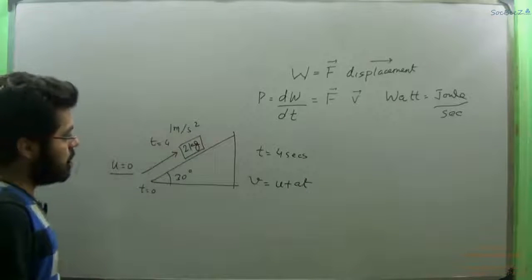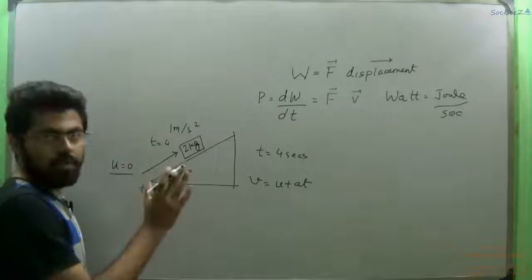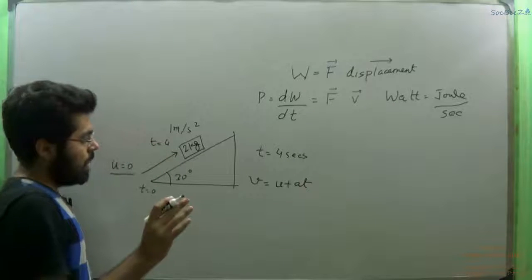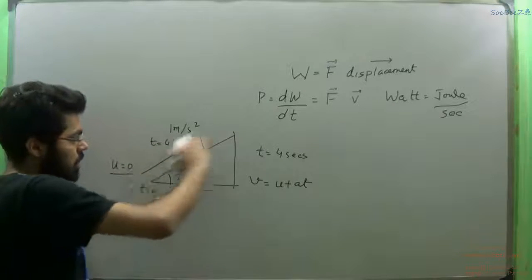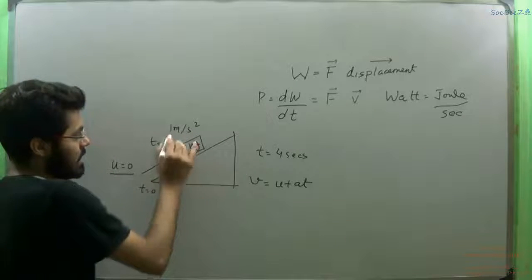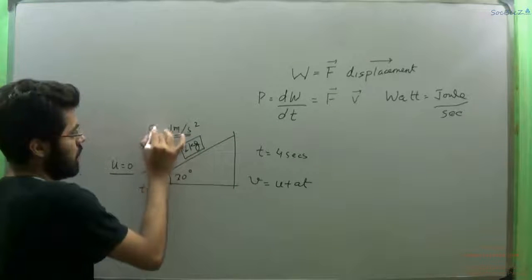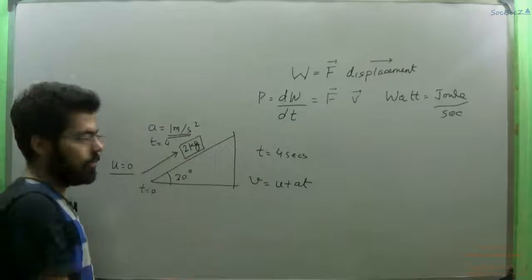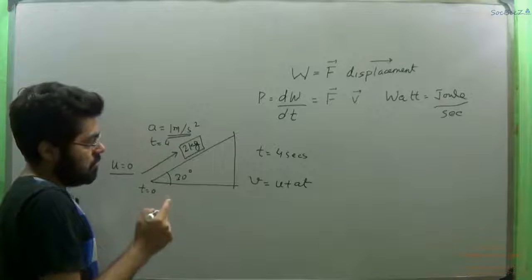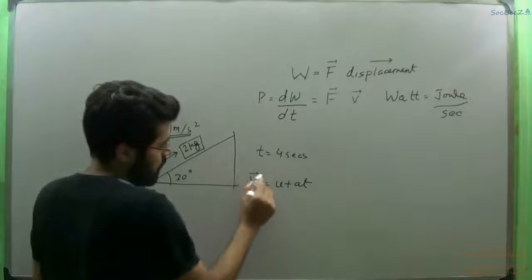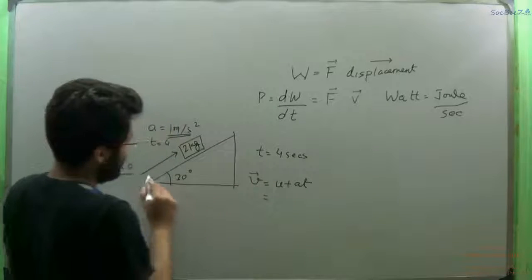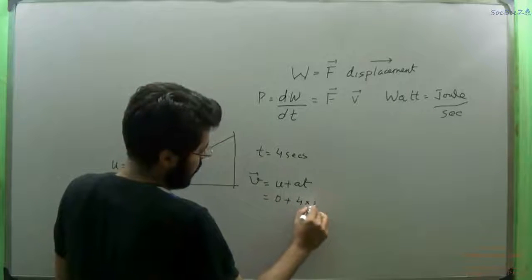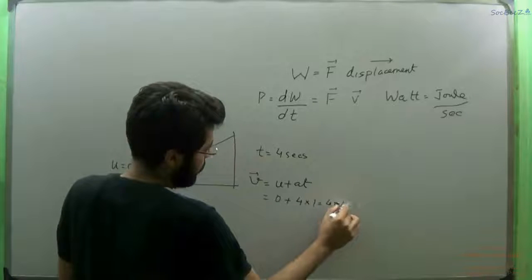Now here please keep in mind that we are not going to resolve the acceleration vector into its horizontal or vertical component. Why? Because we are interested in the motion along this incline. And this acceleration, 1 meter per second square, which has been given to us, is simply along the incline. So we will get the velocity along the incline. It means just 0 plus 4 into 1, 4 meter per second.